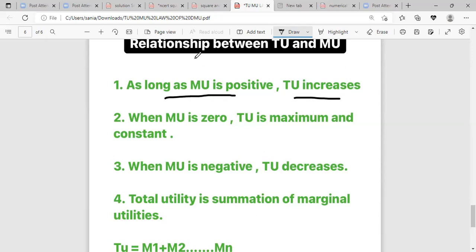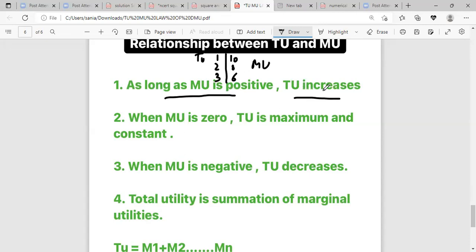For example, you were eating 1, 2, 3 like this. Let's take an example. Your MU is like you were getting 10, then 8, then 6. As long as your MU is positive, your TU is increasing. You can see 1, 2, 3. This is your TU and this is your MU. That means you are able to eat.